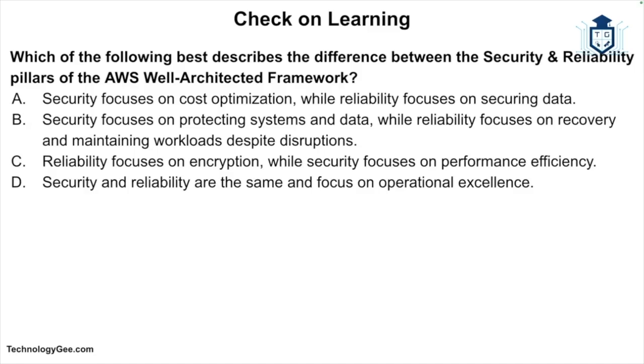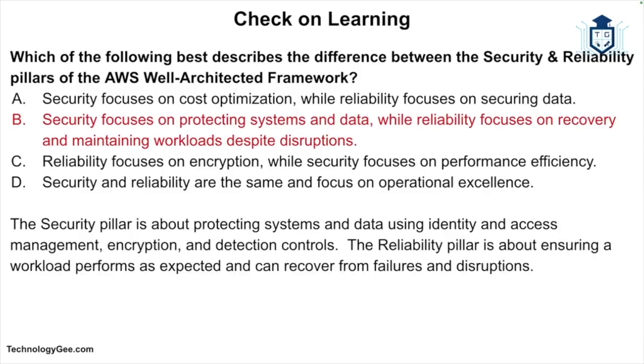Which of the following best describes the difference between the security and reliability pillars of the AWS Well-Architected Framework? Is it security focuses on cost optimization, while reliability focuses on securing data? Is it security focuses on protecting systems and data, while reliability focuses on recovery and maintaining workloads despite disruptions? Is it reliability focuses on encryption, while security focuses on performance efficiency? Or is it security and reliability are the same and focus on operational excellence?